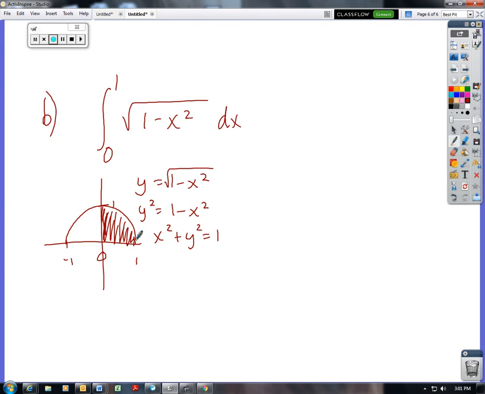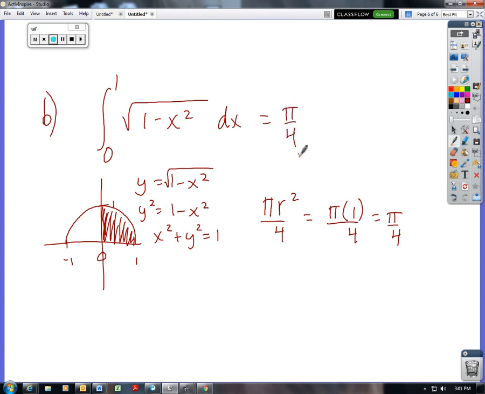And that's where the formula for the area of a circle kicks in. Pi r squared divided by 4 in this case. So we're going to have pi times the radius, which is 1, over 4, and so the answer is pi over 4.